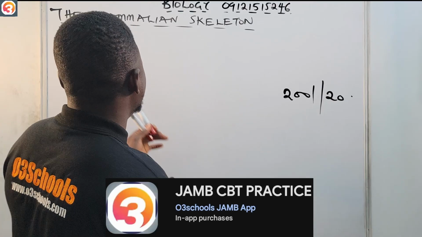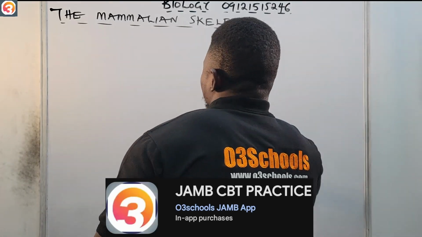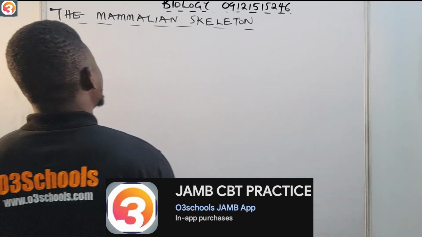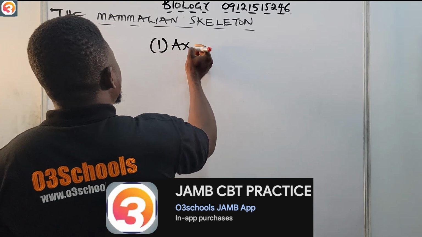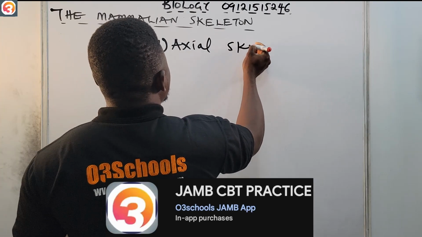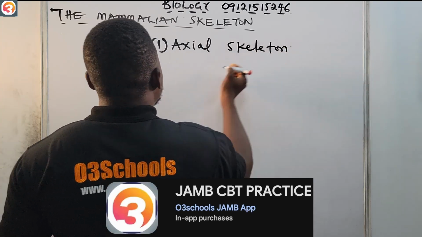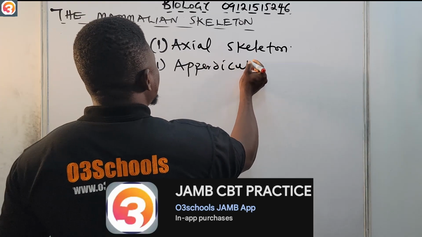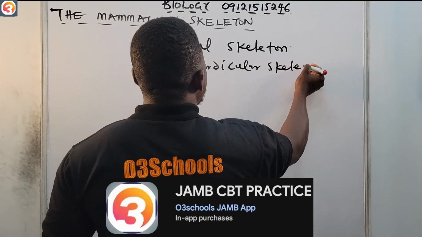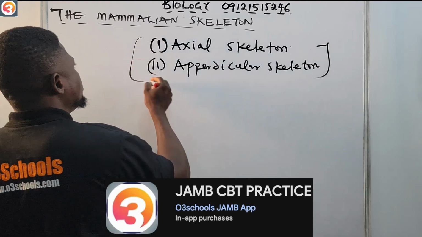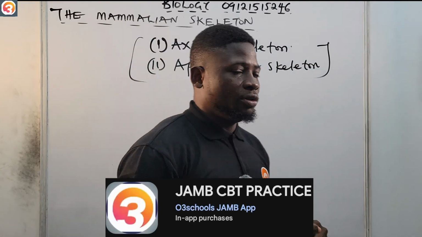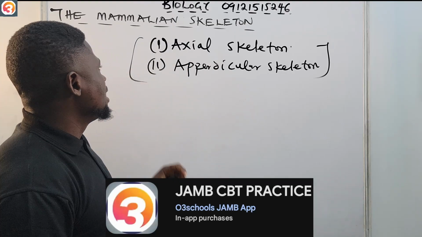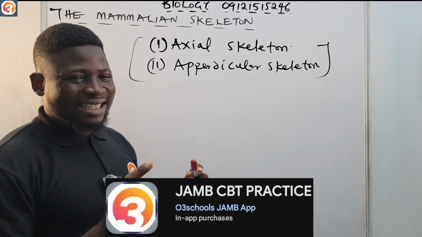All right, so let us look at the mammalian skeleton. Quickly, the mammalian skeleton is made up of 1, the axial skeleton, and then 2, the appendicular skeleton. Please take note of that, that the mammalian skeleton is made up of 2 types of skeleton, the axial skeleton and the appendicular skeleton.